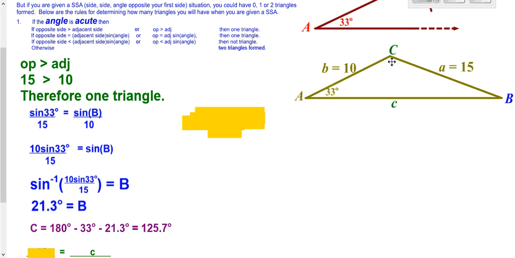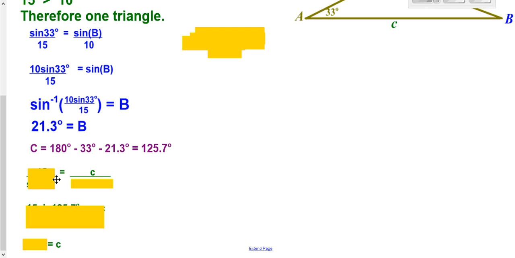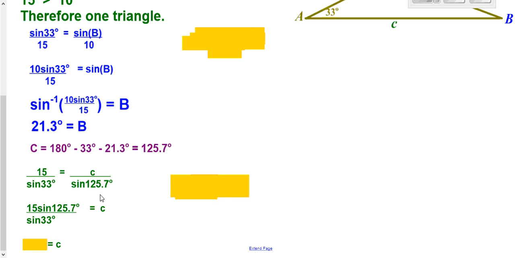Well, if I know that, and I have my opposite pair from the A's, I can get side C. So I'll go the sine of the angle I was given, put that on the bottom, over side A equals side C over the sine of angle C. Get C by itself by multiplying by the sine of 125.7. Calculator ready form, and type it in.